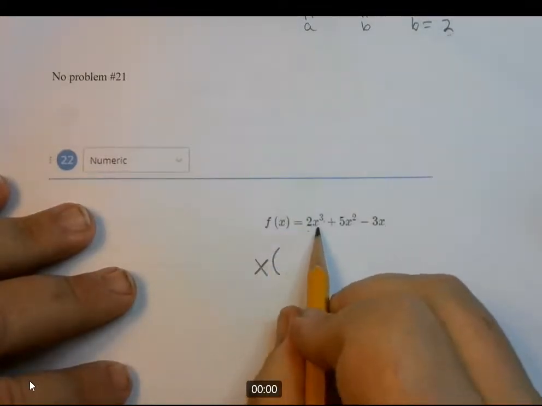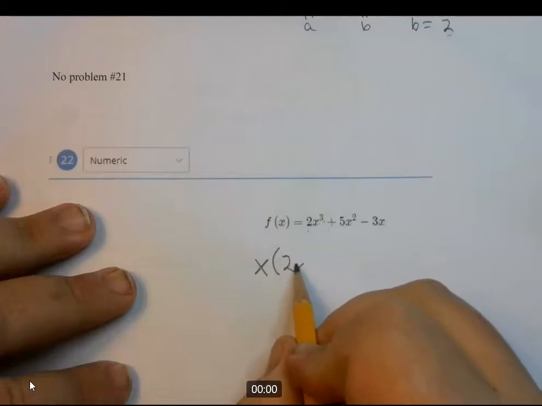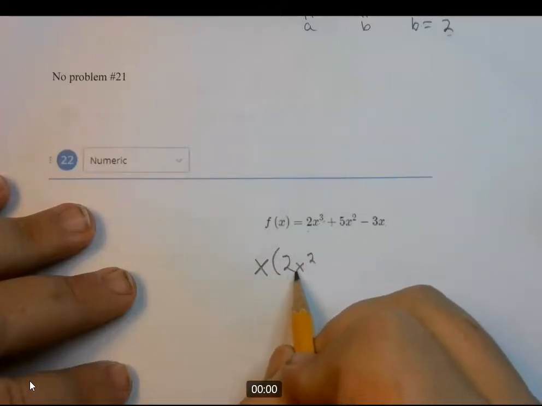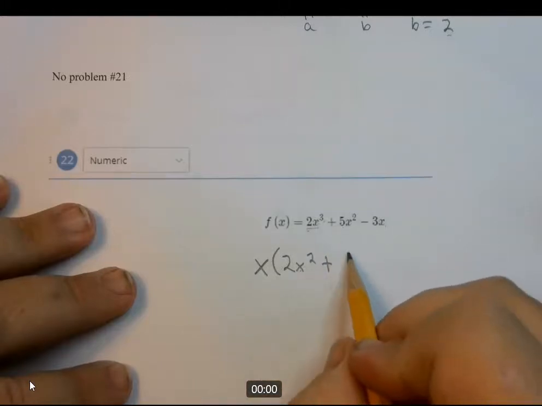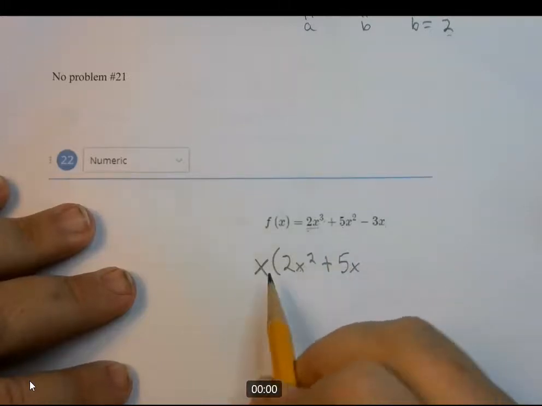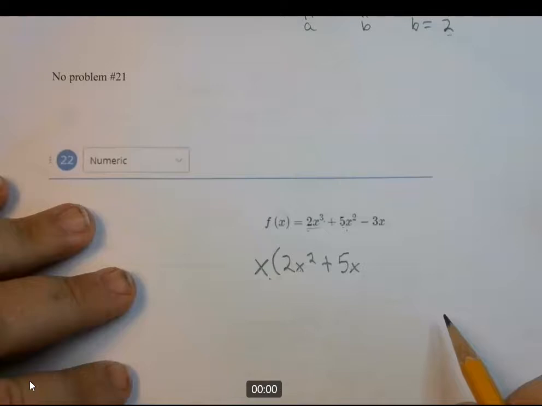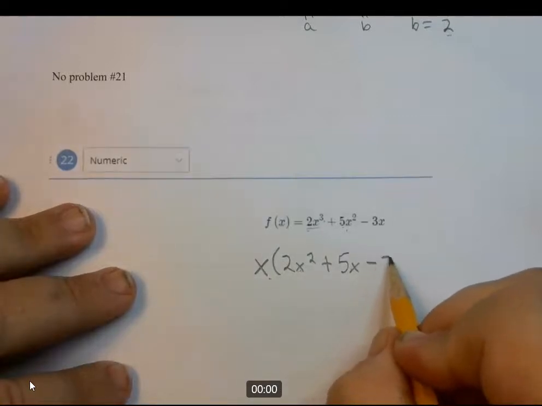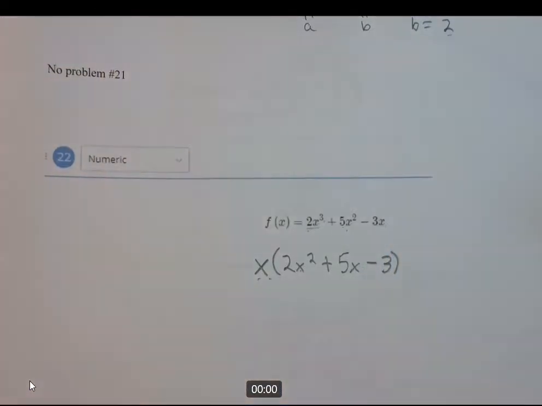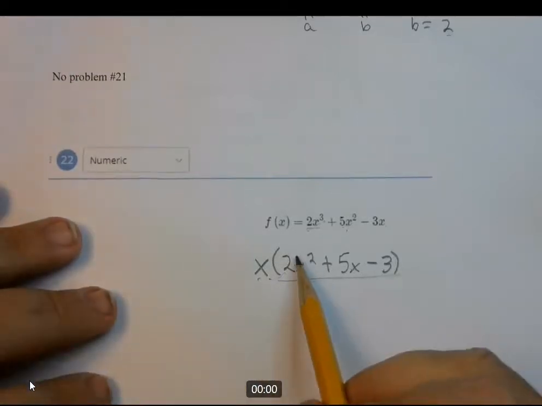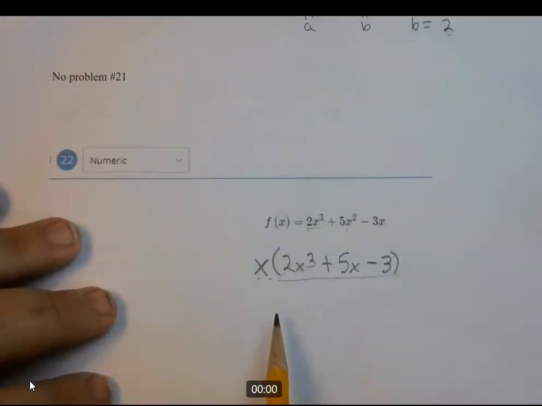and that leaves us here with 2x squared. X times 2x squared gives us 2x to the third. Okay, that leaves us with 5x here. X times 5x gives us 5x squared. And that leaves us with minus 3 there. X times negative 3 gives you negative 3x. So now we're going to set the x off to the side, and we're just going to do this the way that we did this before. So that's for a quadratic, for an x squared term.